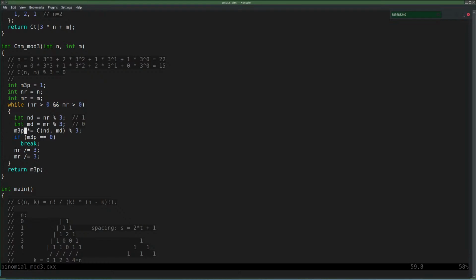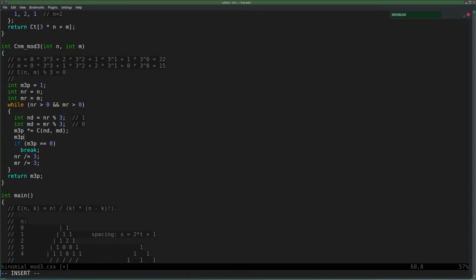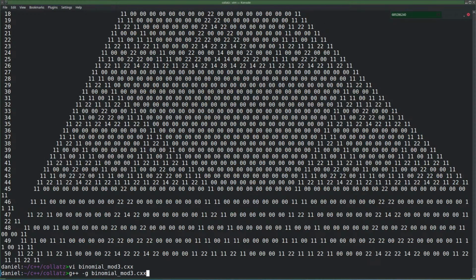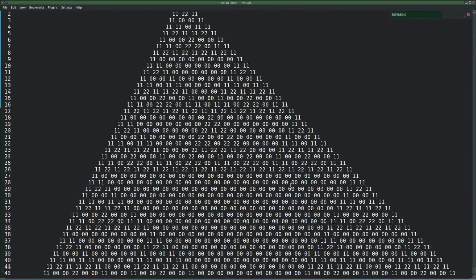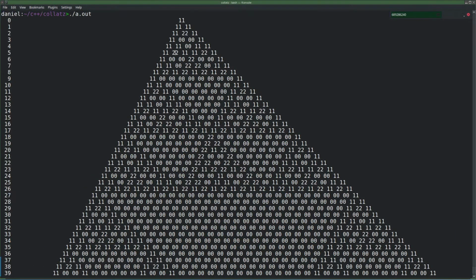Oh yeah, I'm multiplying M3P with a modulo 3 of C, well, that doesn't do anything. What I really wanted to do is multiply it and then get rid of all the 4s. So now it's fixed. Yes. Definitely everywhere the same digit, right?